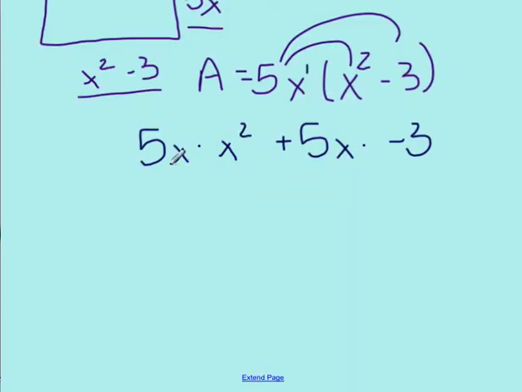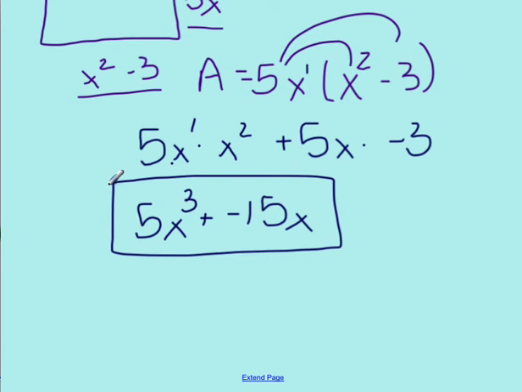So then 5 times 1 is 5. X to the first times x squared is going to be x cubed when you add those exponents. 5 times a negative 3 is a negative 15, and then you have x. So this right there is your final answer.